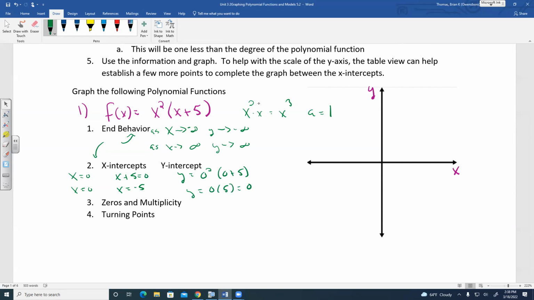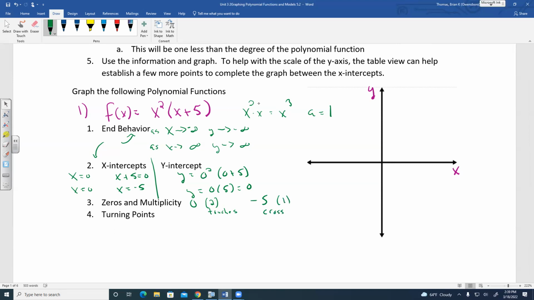So the x-intercepts, as we said, are also zeros. So the zeros are, again, your x-intercepts. So 0 and -5. Notice that the multiplicity of 0 is actually a 2, which means the graph is going to be touching there. And the other 0 is -5. And since it has a multiplicity of 1, that means it's going to cross.